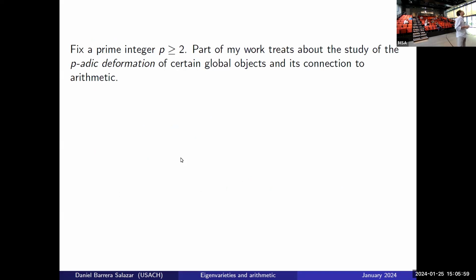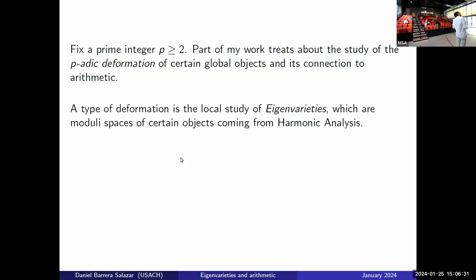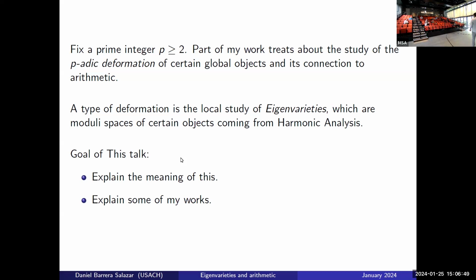My work is mostly about the study of p-adic deformations of certain global objects of arithmetic interest. These global objects are called automorphic representations, which I will explain in more detail in some moment. The type of deformation that we are considering here is a p-adic one, a local study of certain varieties, the eigenvarieties, which are moduli spaces of these automorphic representations that belong to the world of harmonic analysis. So the goal of my talk is, first, to explain what all these words mean and give you some idea of what I'm saying, and second, to give you some experience of the theory and proofs.